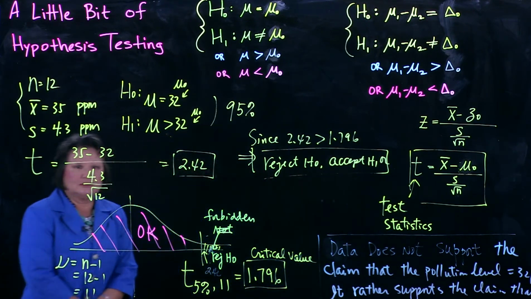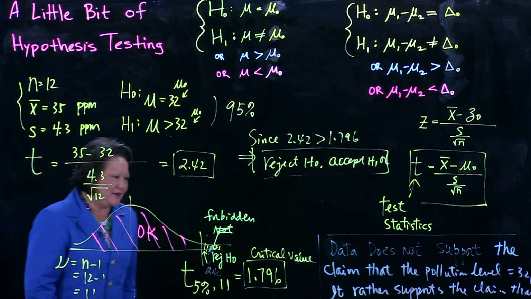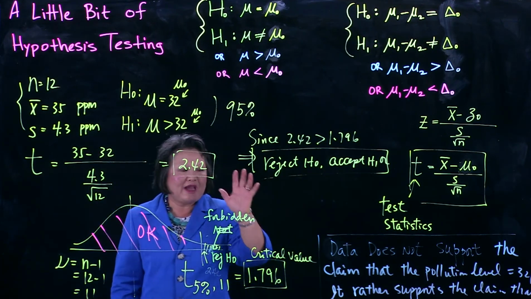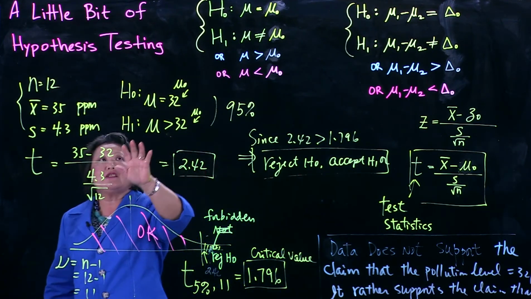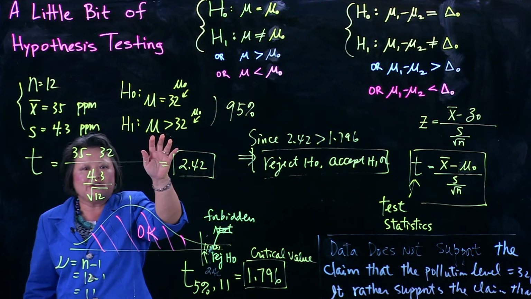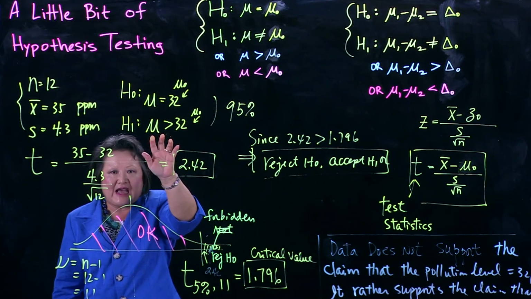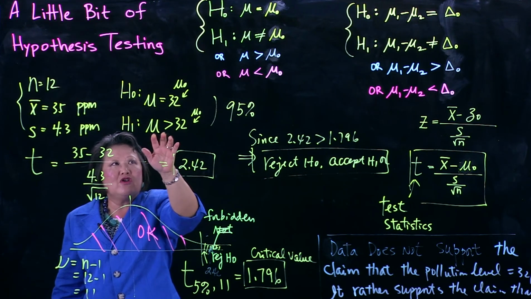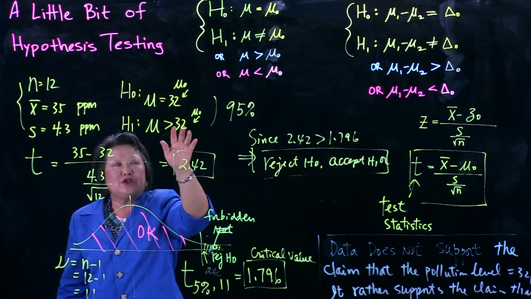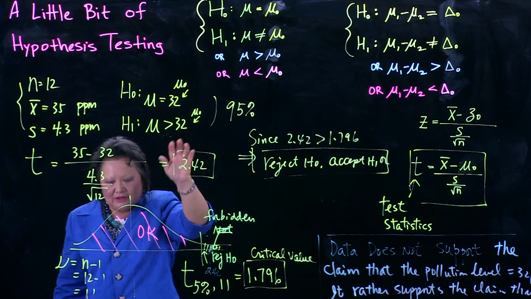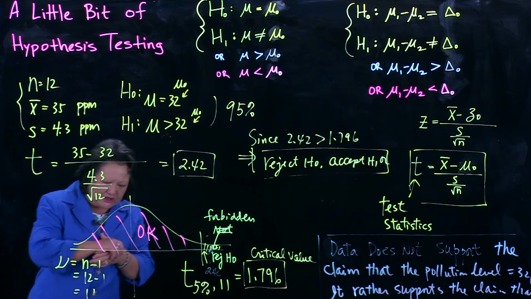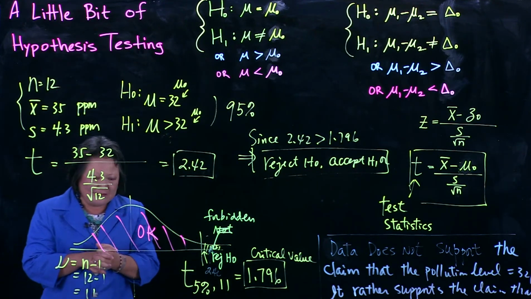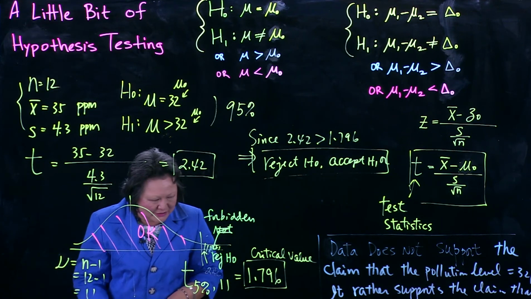Oh, can't see it. Well, anyway, I'm going to repeat again. Based on the results, since you reject this, you have to accept it. You say data supports the claim that the entire population, the actual pollution level, is larger than 32 parts per million. Suppose your manager says, how much larger? Is it 34? Well, I don't know. I've got to do another testing.